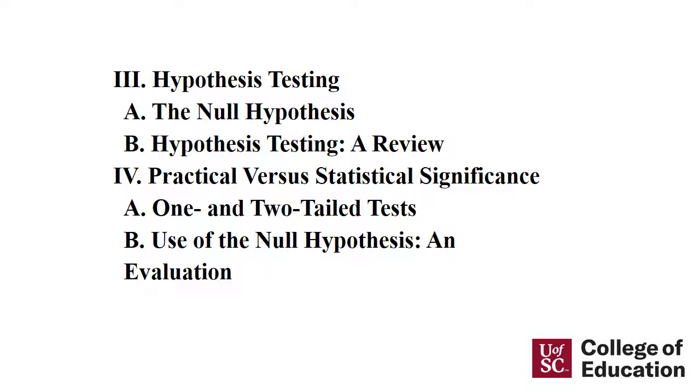4. Practical versus statistical significance. A. One- and two-tailed tests. A one-tailed test of significance involves the use of probabilities based on one half of a sampling distribution because the research hypothesis is a directional hypothesis. A two-tailed test, on the other hand, involves the use of probabilities based on both sides of a sampling distribution because the research hypothesis is a non-directional hypothesis.